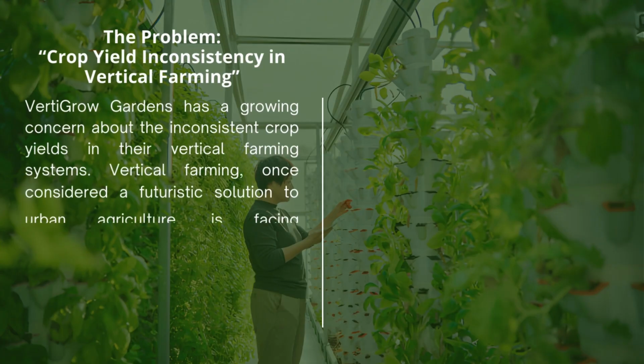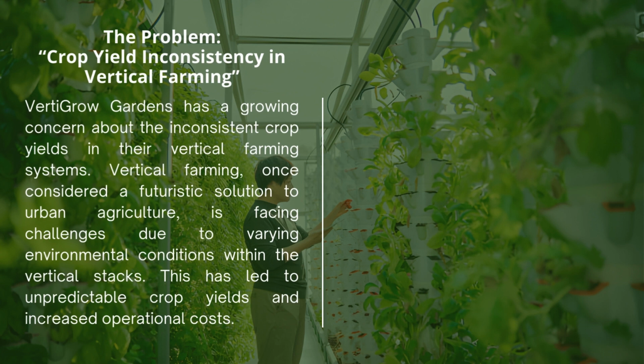Now we will be moving on to our problem. Our problem deals with crop yield inconsistency in vertical farming. Vertigrow Gardens has a growing concern about the inconsistent crop yields in their vertical farming systems. Vertical farming, once considered a futuristic solution to urban agriculture, is facing challenges due to varying environmental conditions within the vertical stacks. This has led to unpredictable crop yields and increased operational costs.